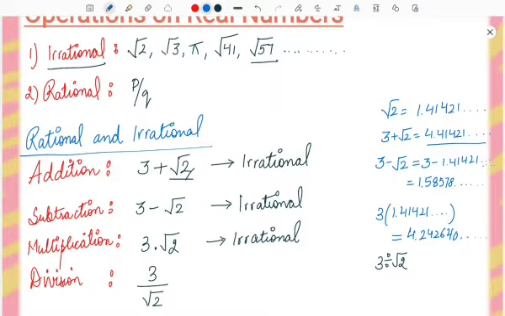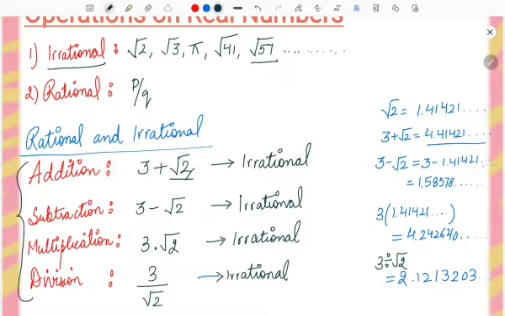The answer to this would be 2.1213203, and so on. So this one again is an irrational number. The result which I am going to get for division also is an irrational number, which tells us that all these operations, when performed with a rational and an irrational number, the result will always be irrational.